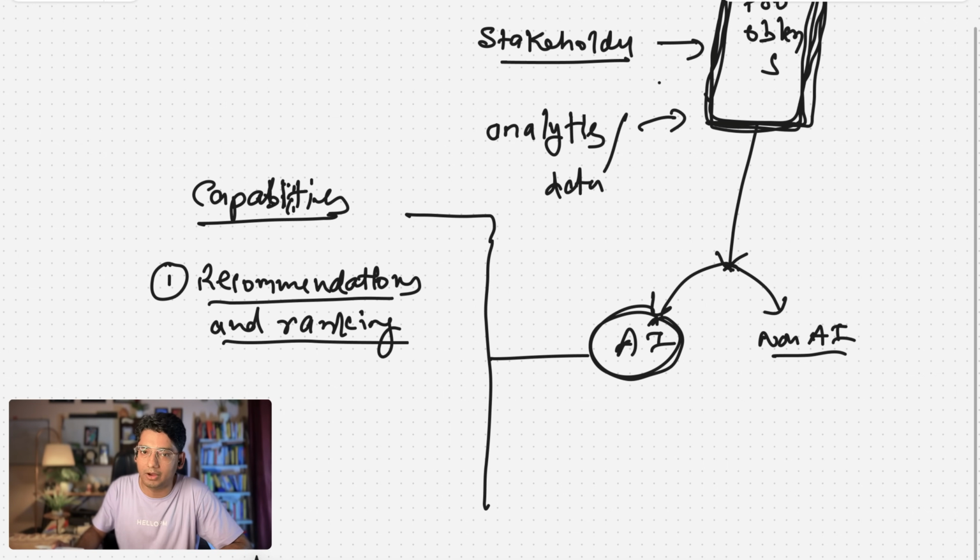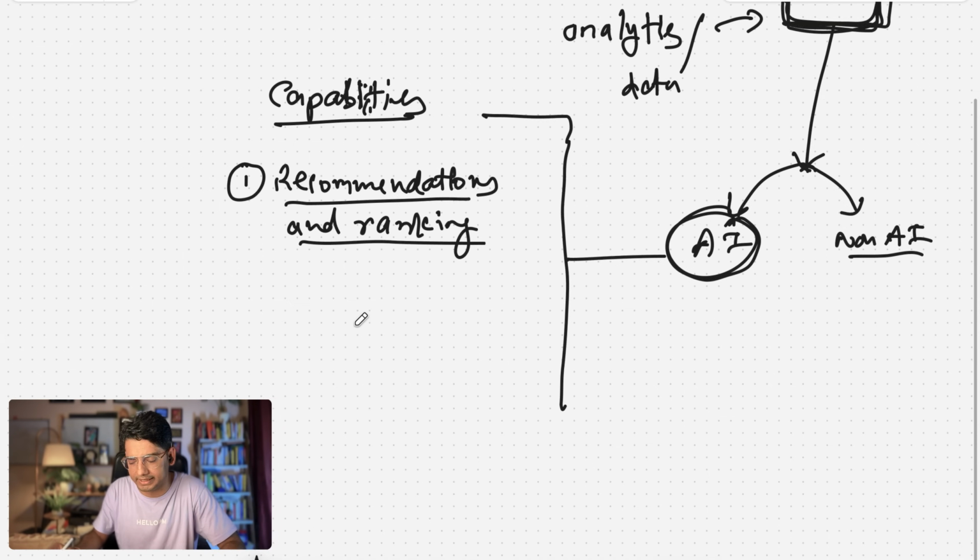You are going to give the data of the past history of the user, plus what other people are doing on the platform, plus all the data that you have in terms of movies and trailers, and then the system is going to generate the recommendations and rankings for you. Okay, so this is the first and a very traditional use case of AI.